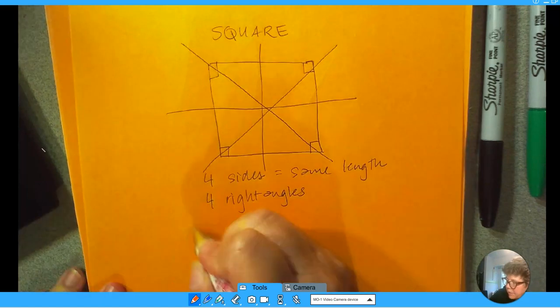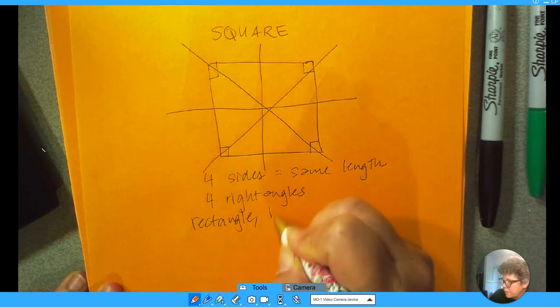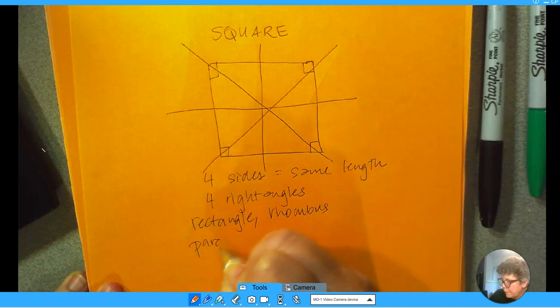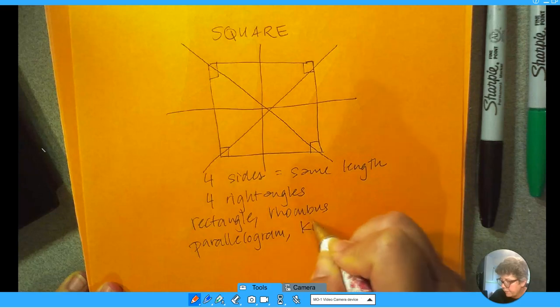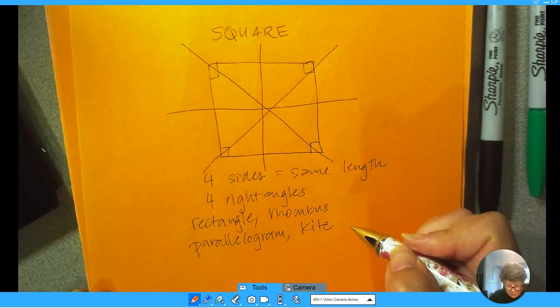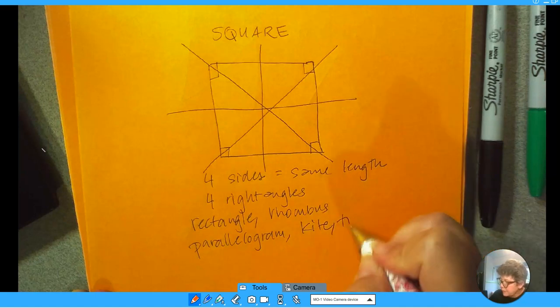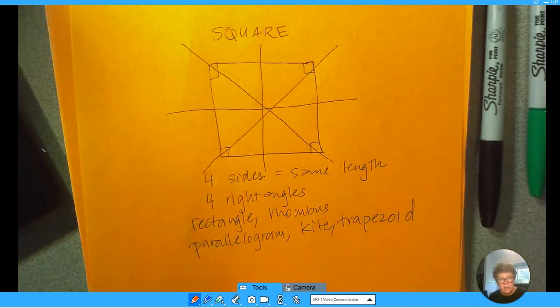Let's write down some of those names. Rectangle, rhombus, parallelogram, kite. Did I miss one? Trapezoid. It is so many things.